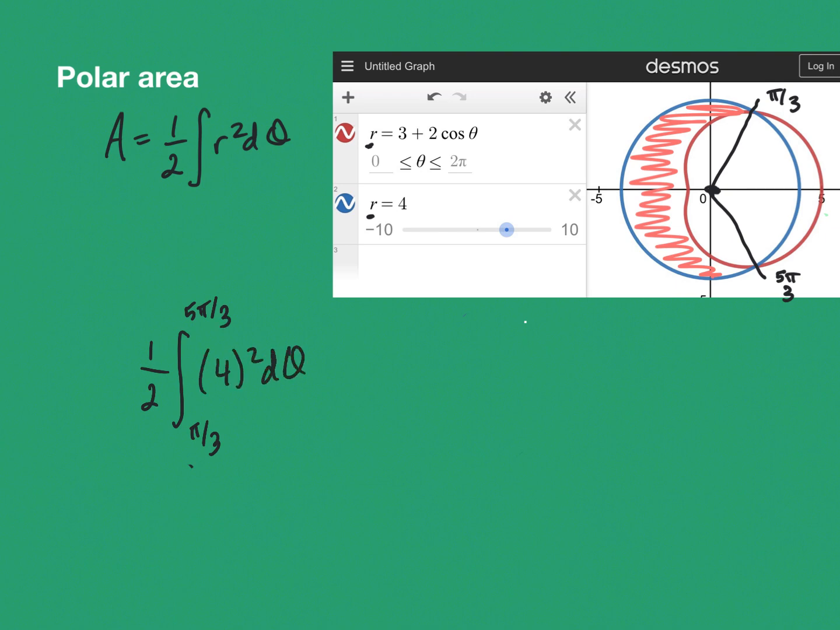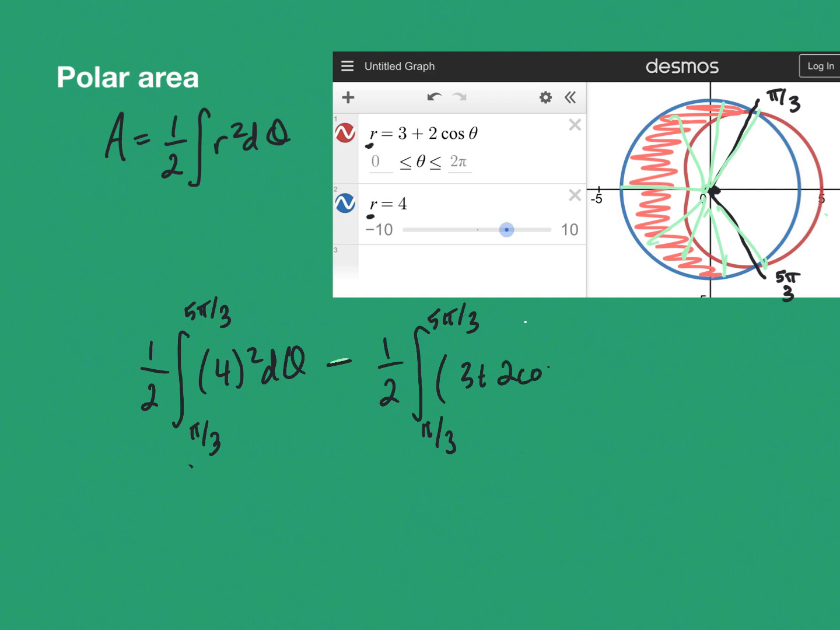And that, of course, gives us this starting up here and just shades all the way out to the blue, sweeps all the way through here till we tell it to stop. So then we want to subtract off that 1/2 integral from pi over 3 to 5 pi over 3 of the red function.